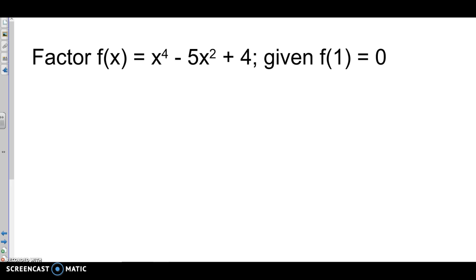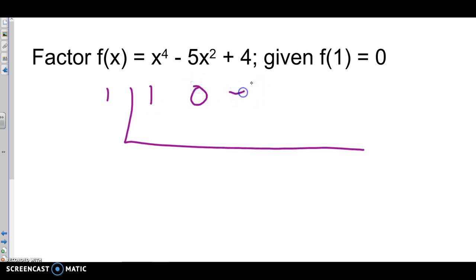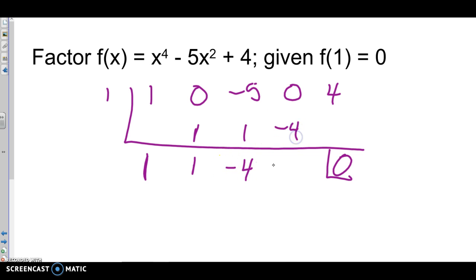Which leads us to the last example, but try it yourself. This one has a little bit extra in it. So my exponents are 1x to the 4th, 0x cubed, -5x squared, 0x, and 4 is a constant. Because they tell me it's going to equal 0, this had better equal 0. Bring the first number down, multiply, add, multiply, add, multiply, add, multiply. Perfect.